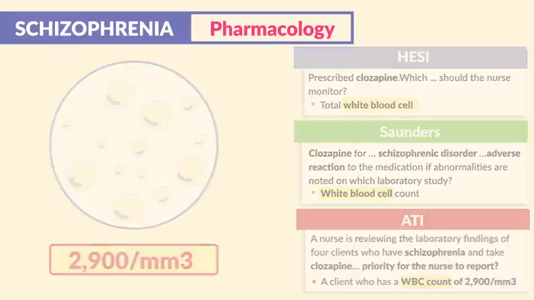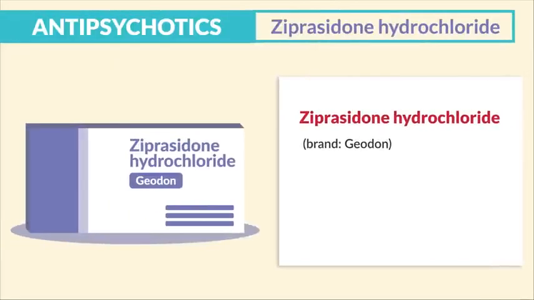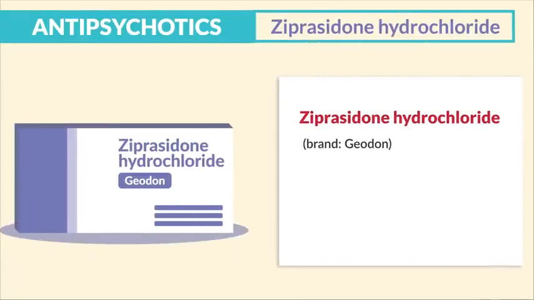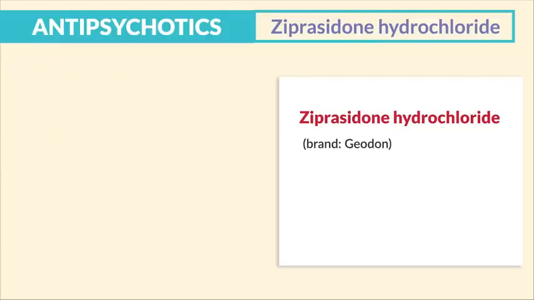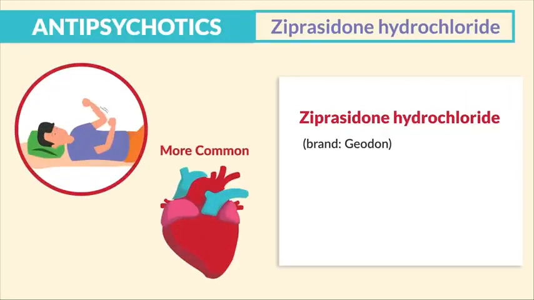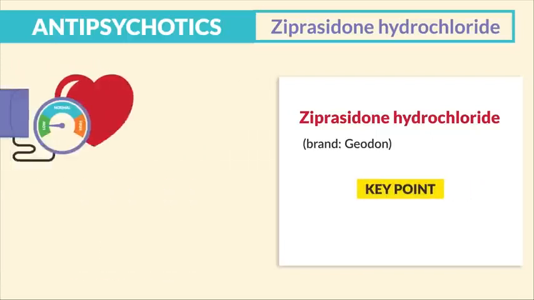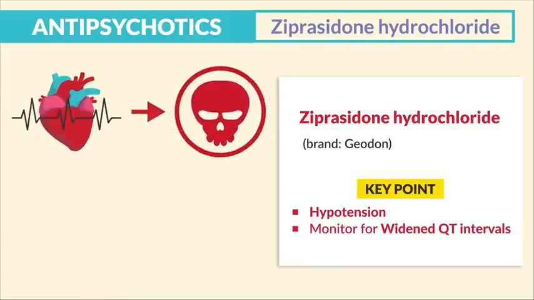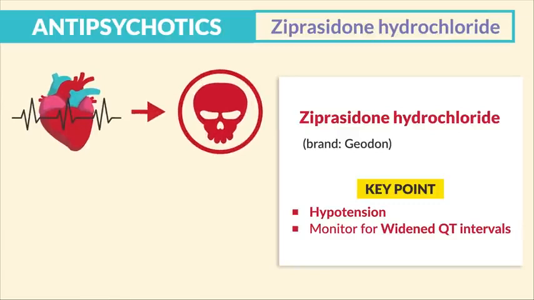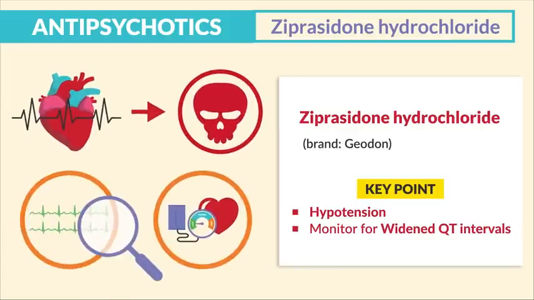And very lastly, let's review ziprasidone from our pharmacology master course. The indication is for bipolar mania or acute psychosis with agitation. Now the major adverse effects are seizures, but cardiac issues are more common. So guys, big key point here: hypotension, and we monitor for widened QT intervals, which can lead to cardiac arrest and then death. So monitor the ECG and BP closely.